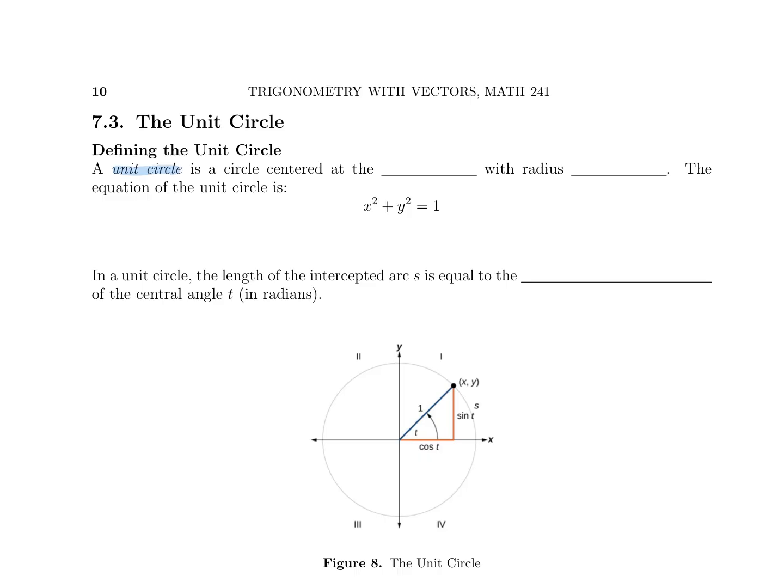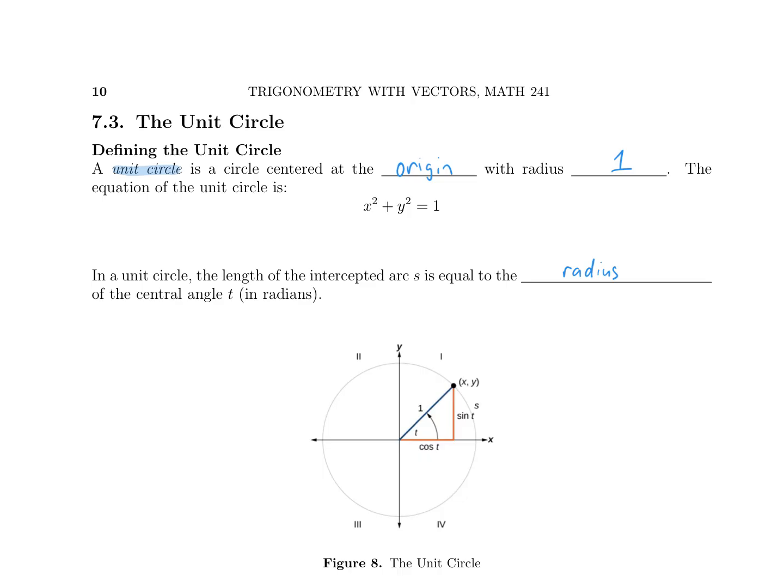So the unit circle is a circle centered at the origin with radius 1. That's why they call it the unit circle, because the radius is 1 unit. The equation of the unit circle is x squared plus y squared is equal to 1. That's the equation of a circle with radius 1 centered at the origin. In a unit circle, the length of the intercepted arc is equal to the radius of the central angle t.